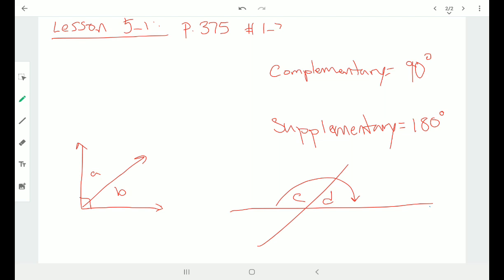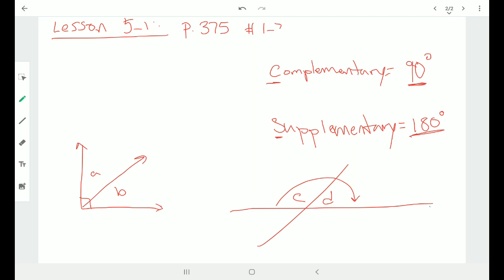Okay, so think about C comes before S, so 90 comes before 180, right? That's how I always think about it. Just a nice little trick. But definitely have these vocab words beside you. That way you can figure out what these mean.